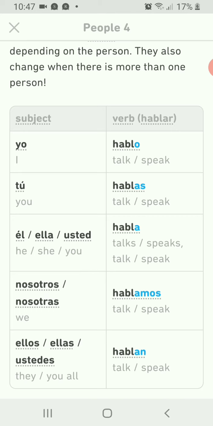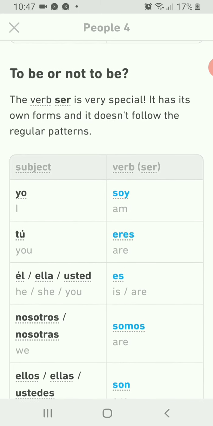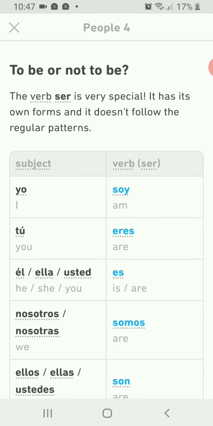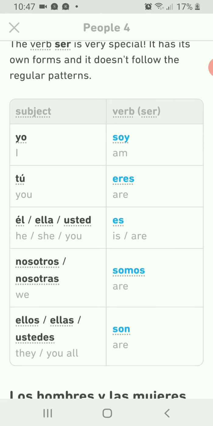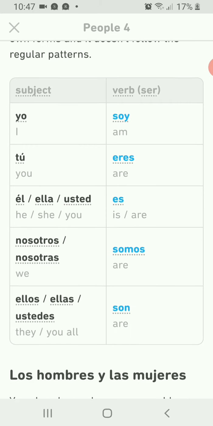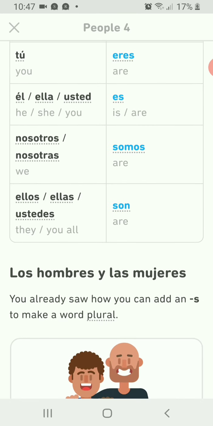As for the verb hablar, you can see that the root is still here. Habl, habl, habl. But for the verb ser, it changes completely. So there is no rule. That's why we say it's an irregular verb. So yo soy, tú eres, él es, ella es, ustedes son, nosotros somos, nosotras somos, and ellos son, ellas son, and ustedes. Okay, so very nice.